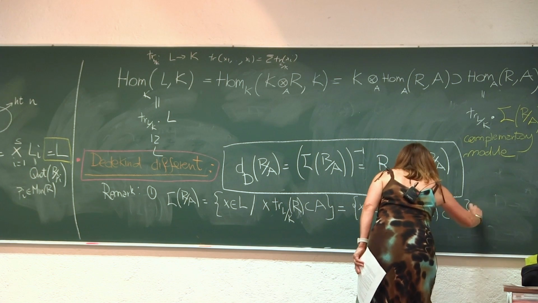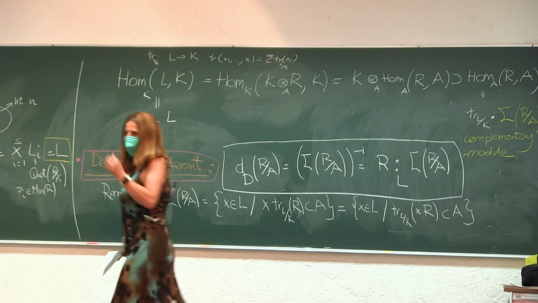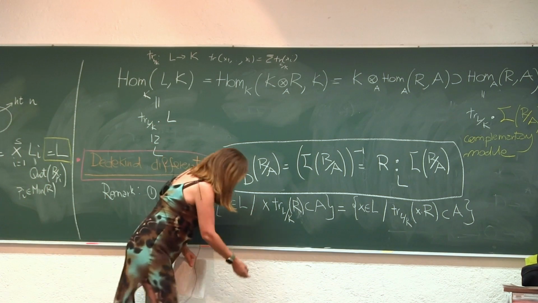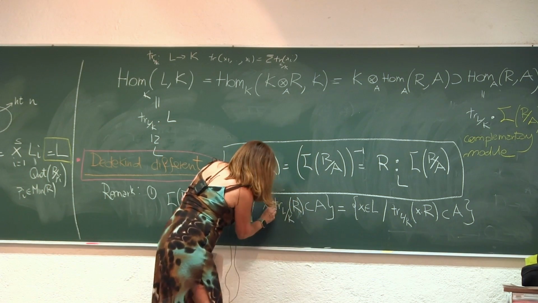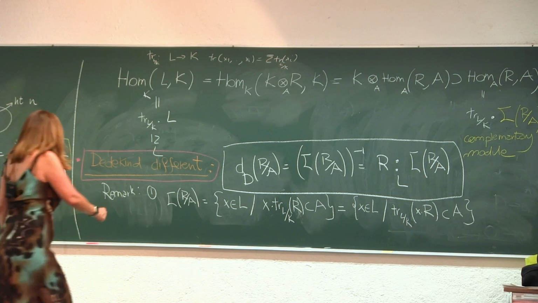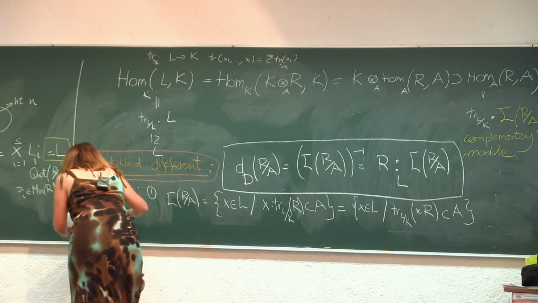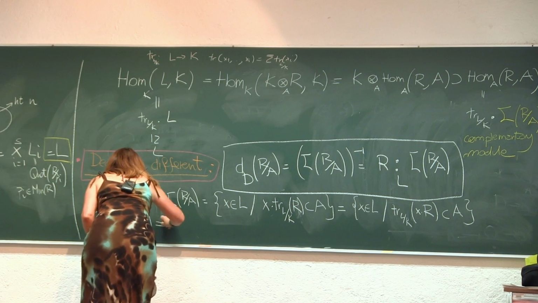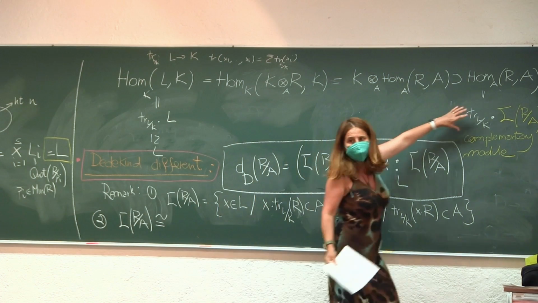Okay? But how does the trace apply? The trace just goes inside, no? That's the way the trace works. So this is the X in L. The trace of L over K, this is a map, of X times R has to be contained in A. Okay? So this is the first important observation, and it's going to be very useful for us. How does it look? Remember how the module action works. It is exactly the trace applied to XR.